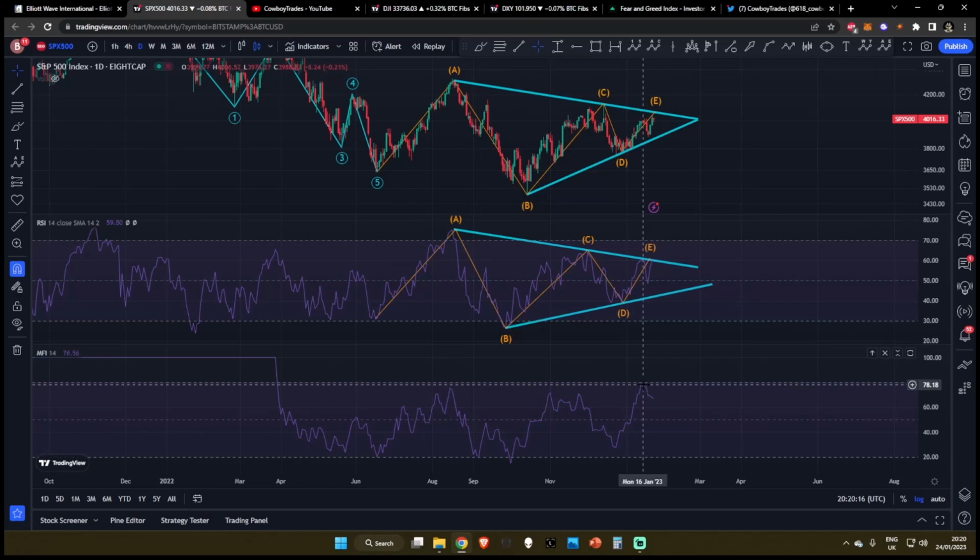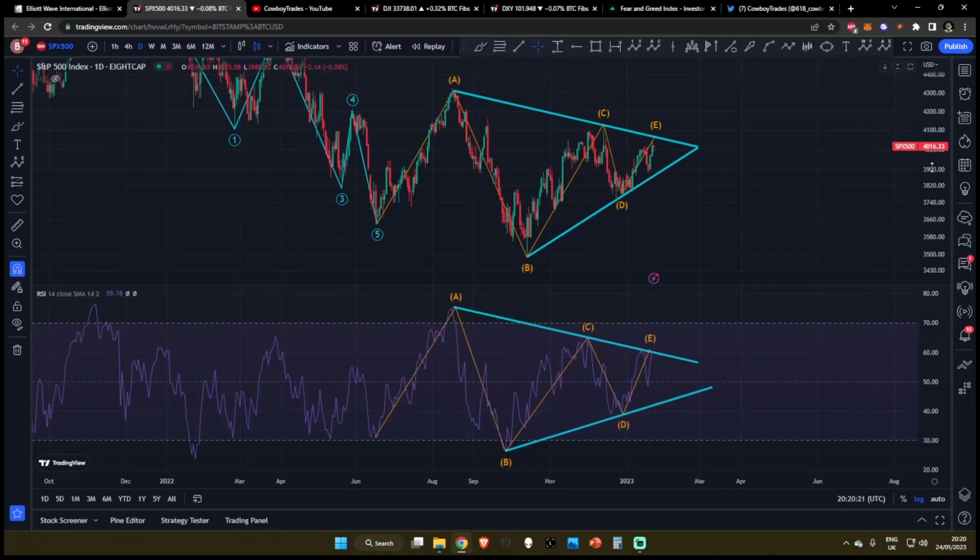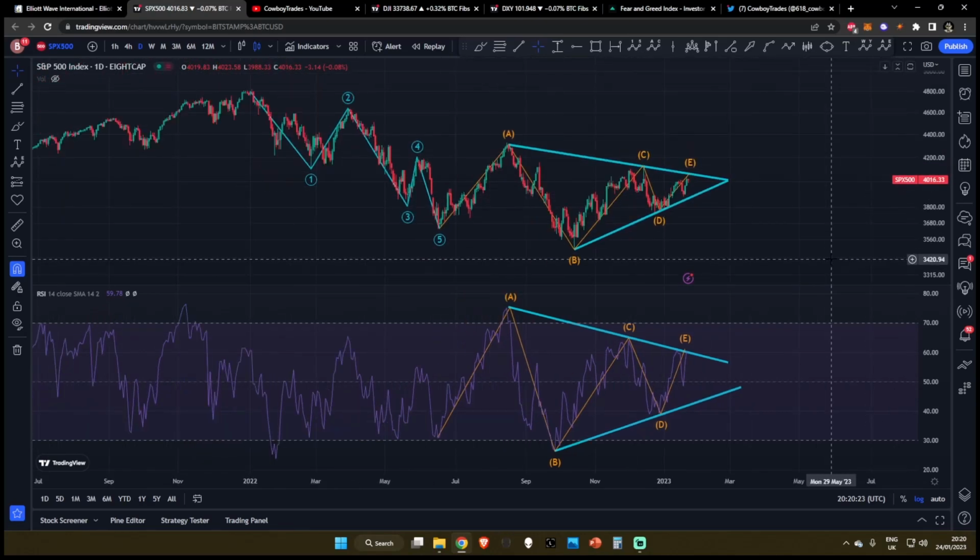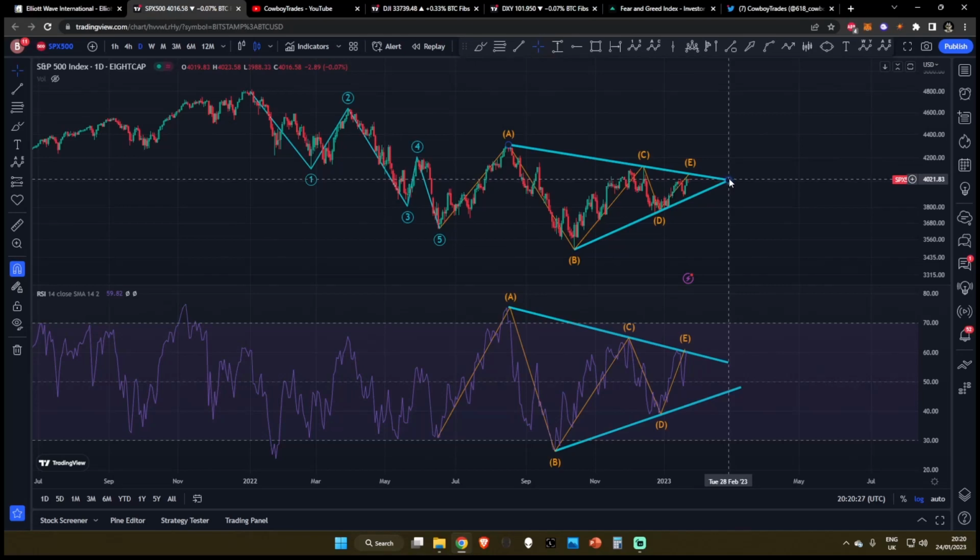Liquidity is very overextended right now, and looking at the MFI, we've started to turn down from 78. Like I said, I don't want to focus too much on that. I just wanted to point out this interesting continuation pattern indicating that we should be breaking to the downside very soon.